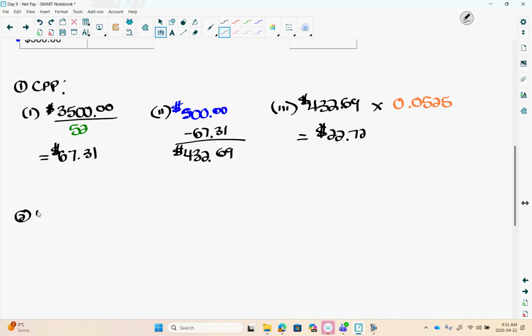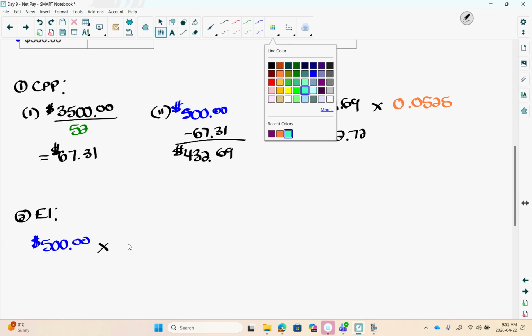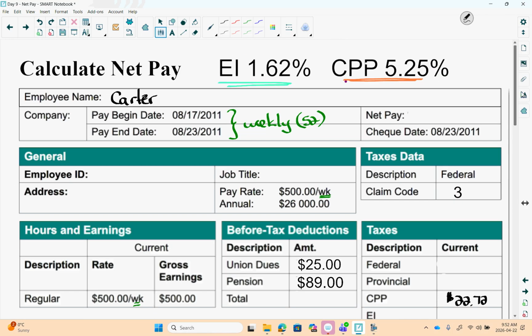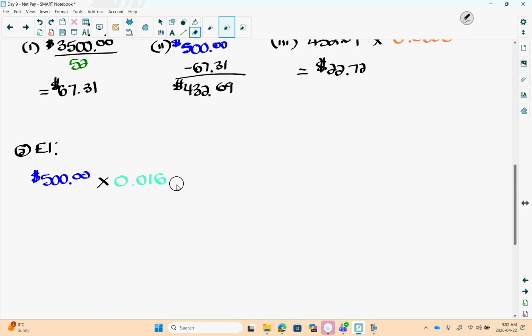This is not a three-step calculation. It's not a multi-step calculation. I just take my gross earnings, $500, and I multiply them by the employment insurance rate, expressed as a decimal. I believe it was 1.63%. Is that correct? So what would that be as a decimal? 0.0163. Is it 163 or 62? 62. Thank you.